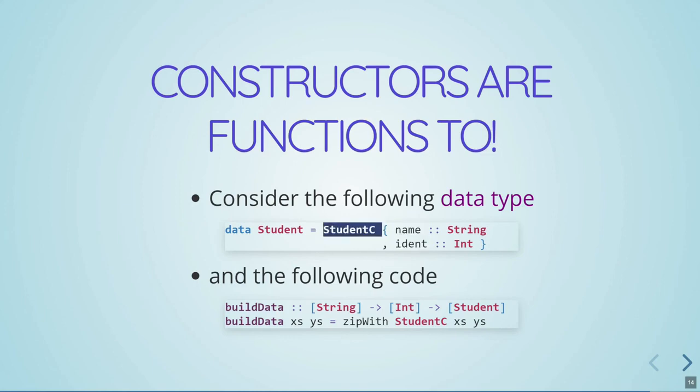This can be used just like a function, okay? So we could use it with our higher order functions. Let's say zipWith here, we could use this to say, well, if I have a list of strings and a list of ints, and I want to take those lists and use the corresponding elements in each of those lists to make something of our student type, I could use zipWith with the constructor StudentC, okay, to put those all together and then end up with a list of students like this.